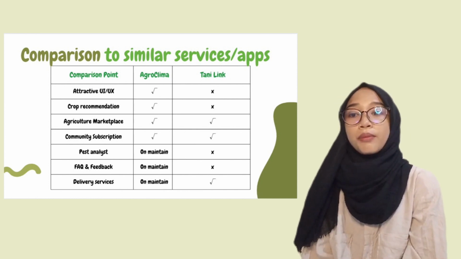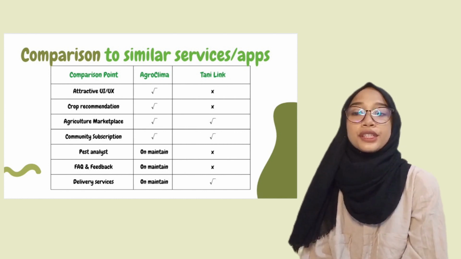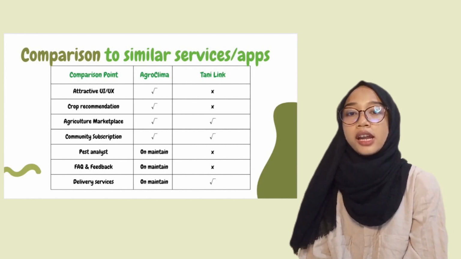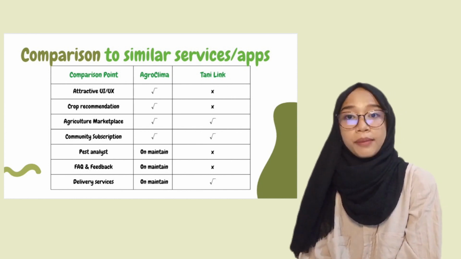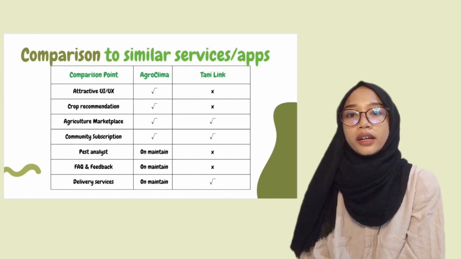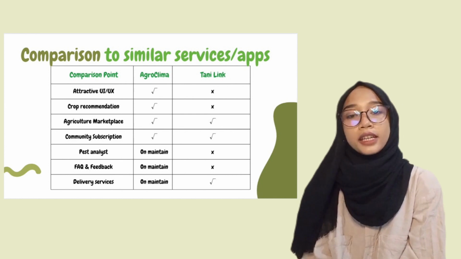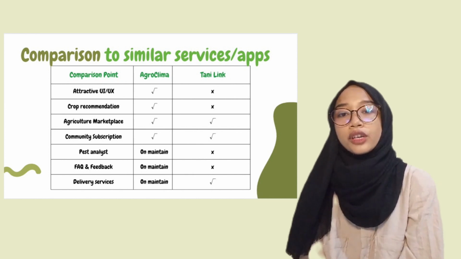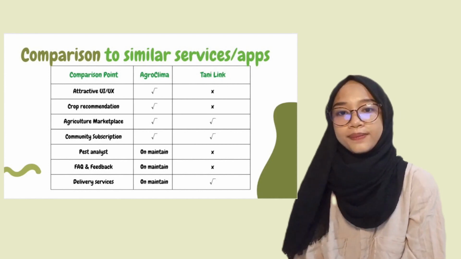This feature is owned by both apps. And next, the fourth is the community subscription feature. This feature is also owned by both apps. The fifth is the pest analysis feature. This feature is still in the development stage in the Agroclima application, while the TinyLink application does not have it. The sixth is the fact and feedback feature. This feature is still in the development stage in the Agroclima application, while the TinyLink application does not have it. And finally, the seventh point is the delivery service feature. This feature is owned by both applications.